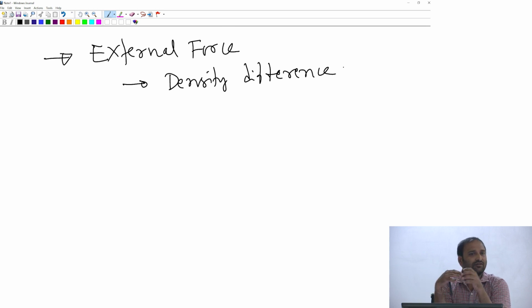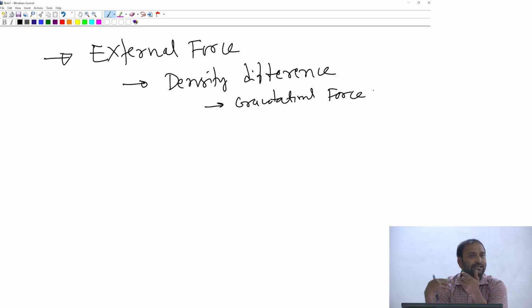Can you think of an external force where the density difference can be exploited to move the particle under consideration? Can you think of an example? Gravity, right? Your gravitational force is an example of a case where I can exploit the density difference to set a particle in a fluid to move. Any other example where I can exploit the density difference for setting a particle to move?